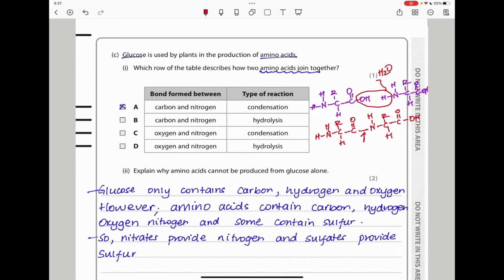So this is the bond linking the two specific amino acids. So the bond should be between a carbon and nitrogen. And the type of reaction is condensation, because a water molecule is lost. So the answer here should be A, carbon and nitrogen, and condensation reaction occurs.